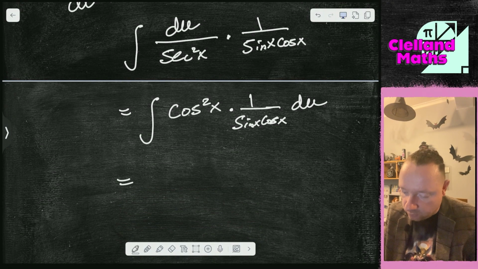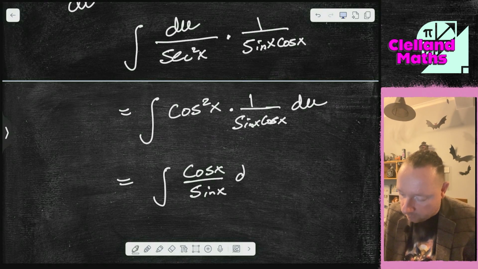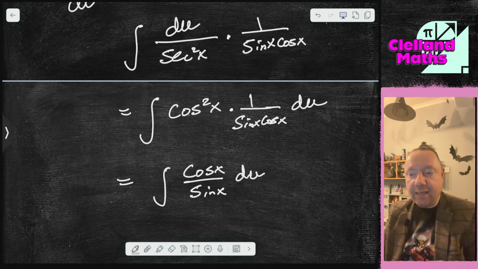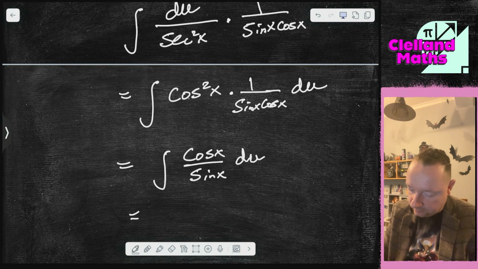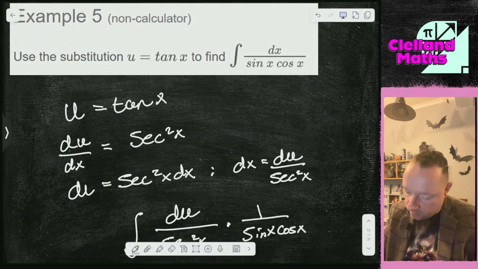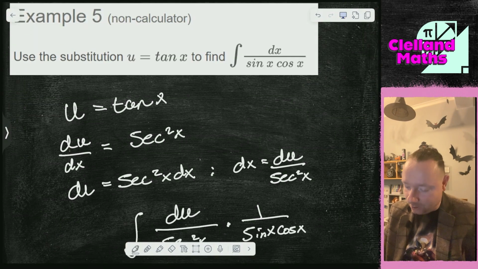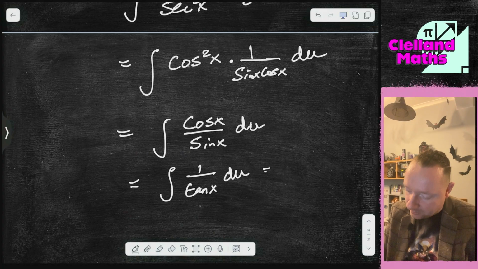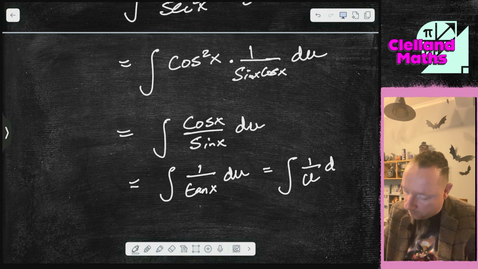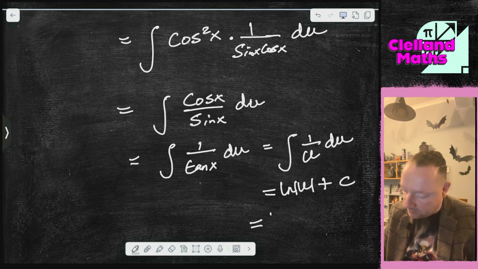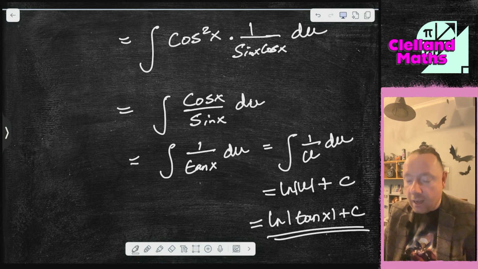Well, 1 of the coses cancel, so that gives me the integral of cos x over sine x du. The cos x over sine x is 1 over tan x. But it says u is tan x. Well done, there we go, we've got our u out. So here we go. That is the integral of 1 over u du. Start of exam paper tells you that's log u plus c. Make sure you put your bars around that, it's the exact value. So u is tan x, so that's the log of tan x plus c. And we're done there.